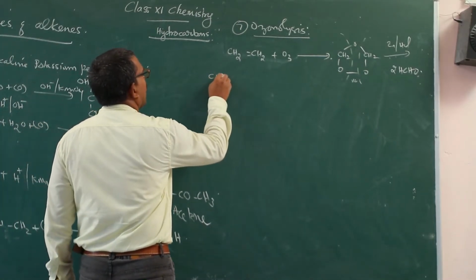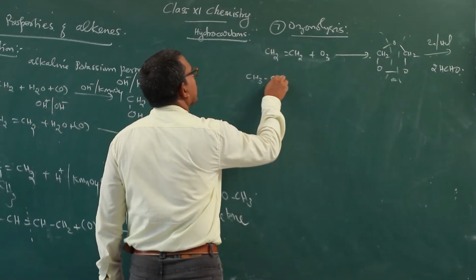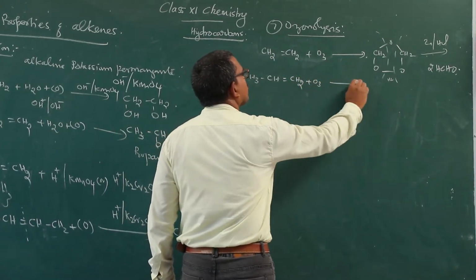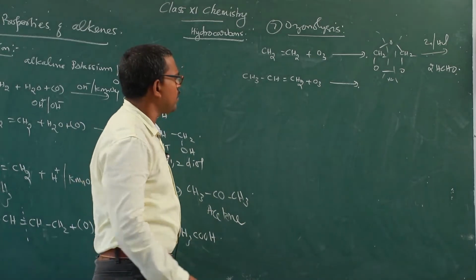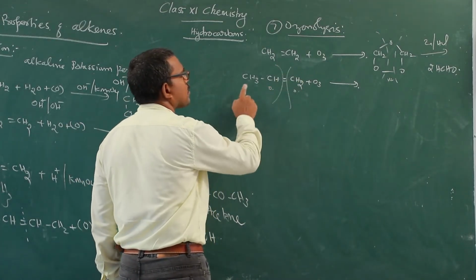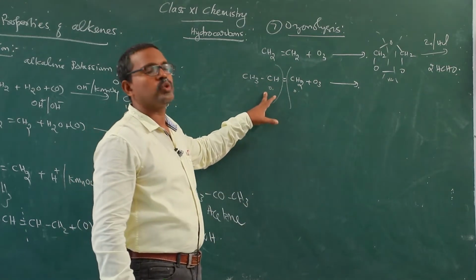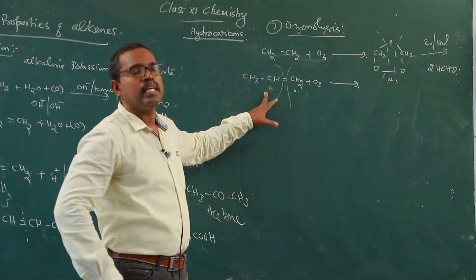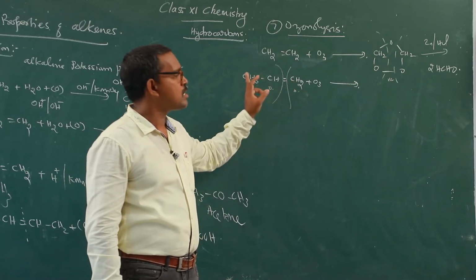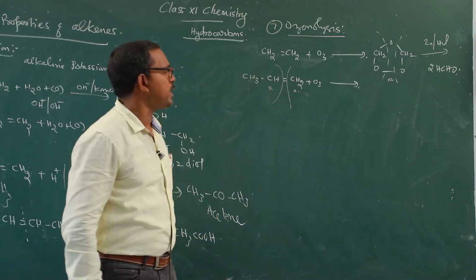Next, another one: CH3, CH double bond, CH2, with ozone. The simple way to know the product: here an oxygen, here an oxygen. What's the product formed? CH3, CH, O, acetaldehyde, that is ethanal, and this is methanal. Acetaldehyde and formaldehyde are obtained.